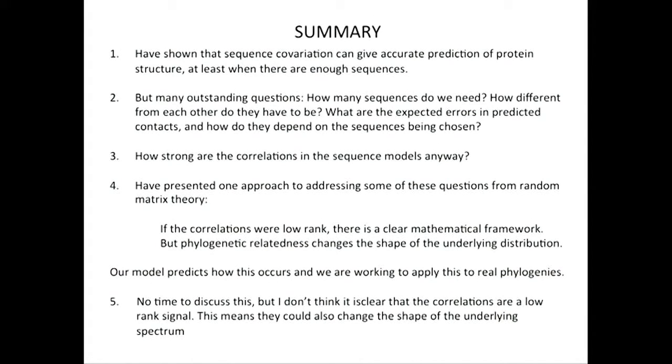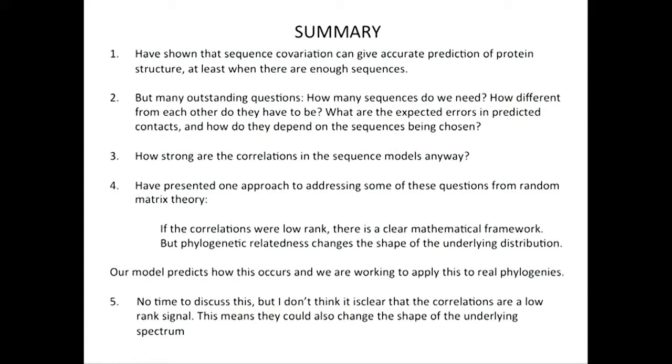Okay, so essentially, I think I've shown that sequence covariation can give accurate prediction of protein structure, at least if we have enough sequences. But I think there are a lot of outstanding questions, not only pragmatic questions, if we're going to use this for prediction, along the lines of, how many sequences do we need, how different from each other do they have to be, and what are the expected errors in predicted contacts, and how do they depend on the data that we have. We'd really like to actually understand this, rather than just being able to make predictions and see how well they work in different cases.